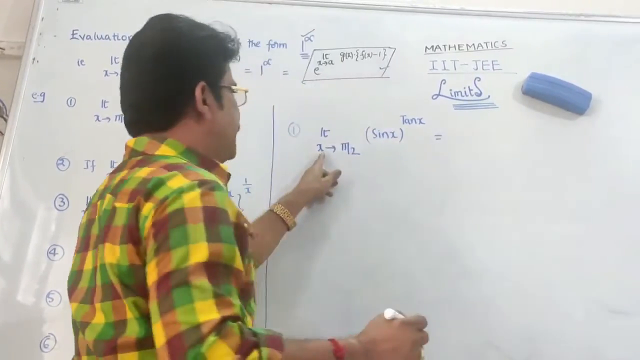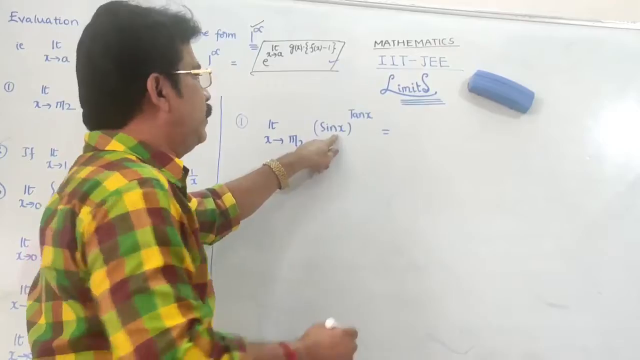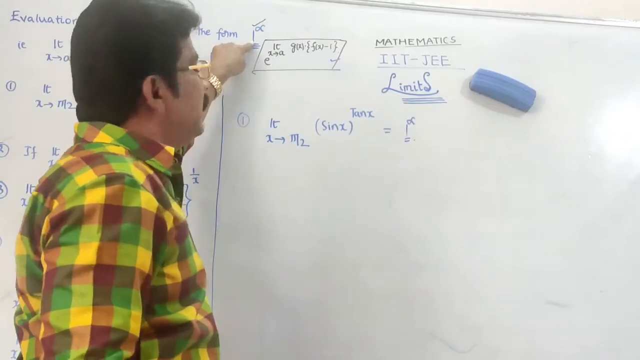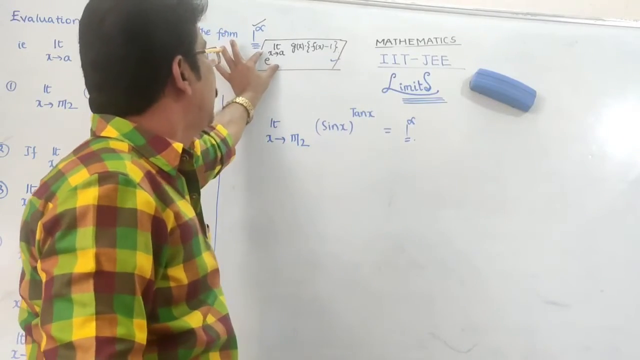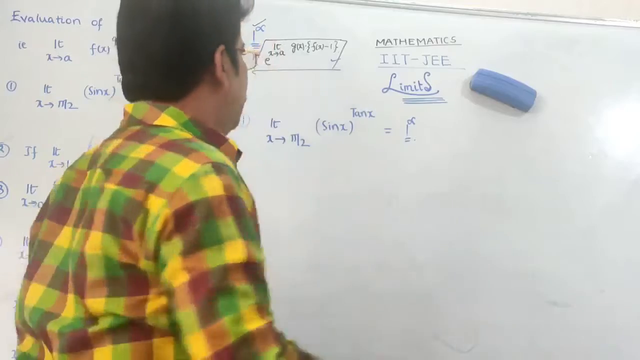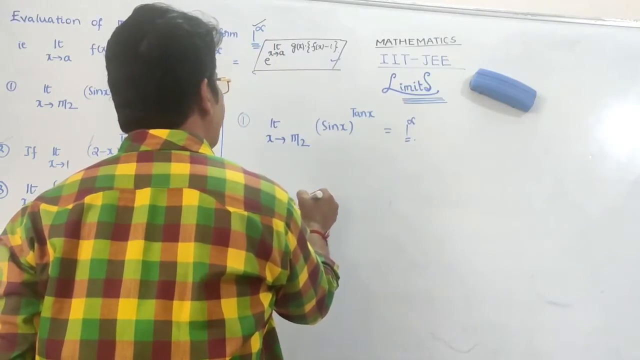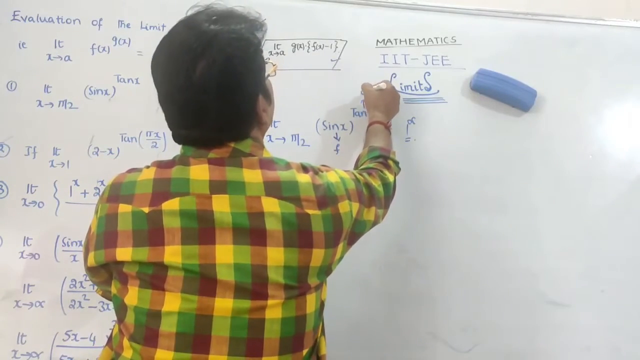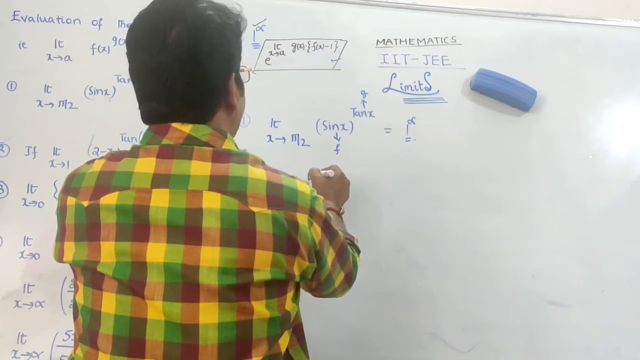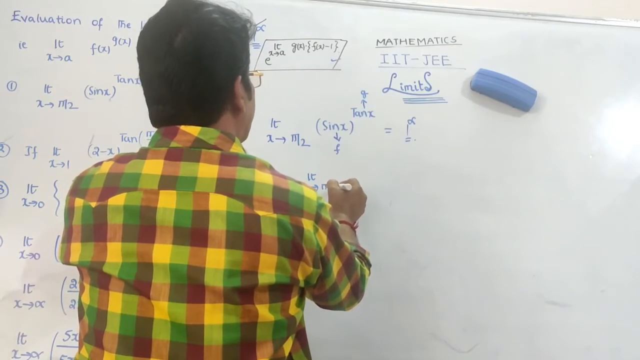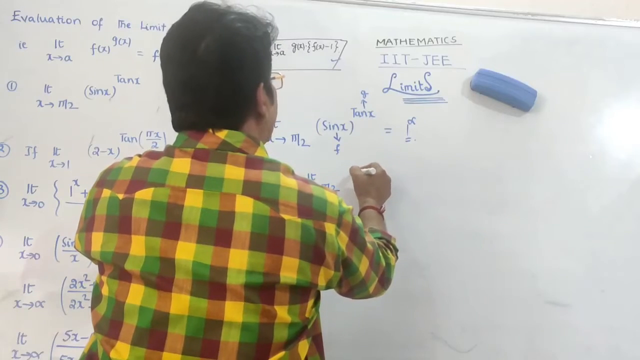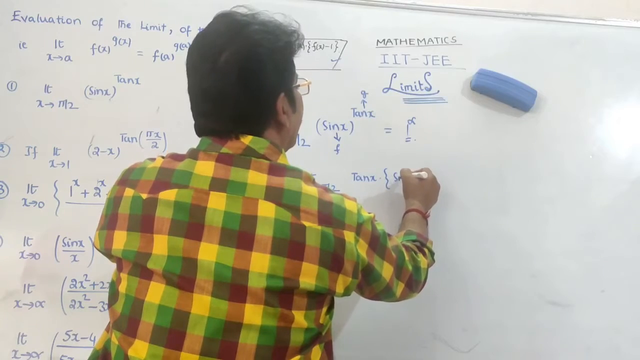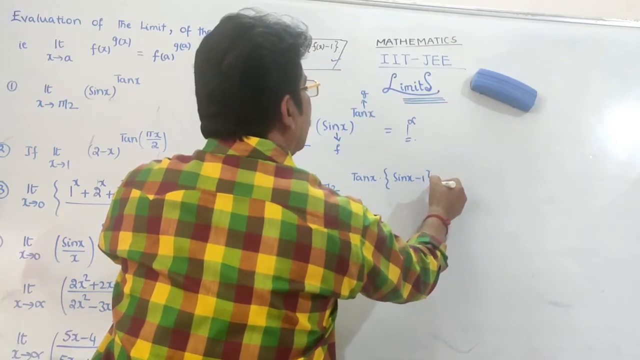Here put x equal to pi by 2 directly: sin pi by 2 is 1, tan pi by 2 is infinity. So therefore we are getting the form 1 to the power of infinity. That's why we are using this formula or shortcut. So that is equal to e power limit x tends to pi by 2 of g of x into f of x, where g of x means tan x and f of x means sin x minus 1.